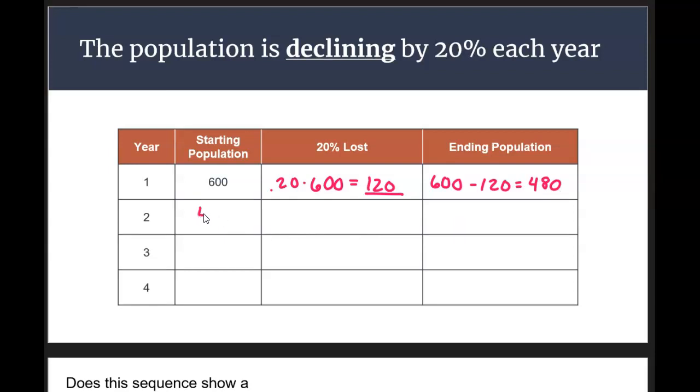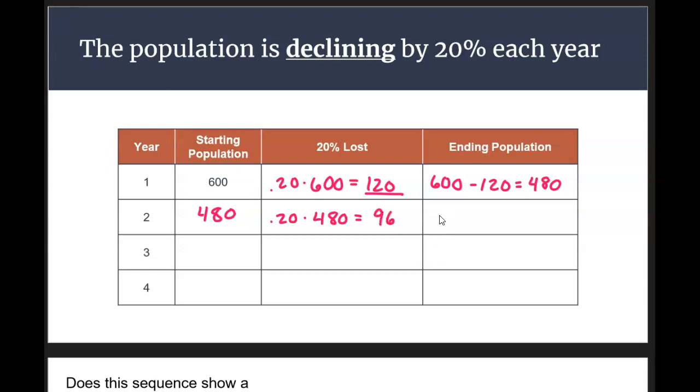So then our starting population was our ending population the previous year. We do the same pattern. We multiply by 0.20 times 480. And what do we get there? Put that in my calculator. And I get 96.